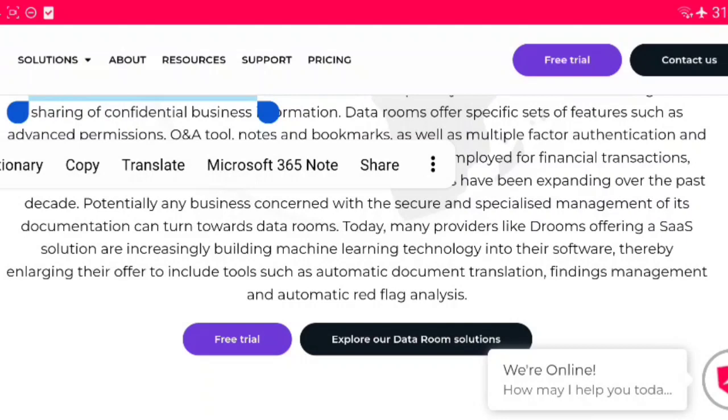Today, many providers like Drooms offering such a solution are increasingly building machine learning technology into their software, thereby enabling their offer to include tools such as automatic document translation, findings management, and automatic red flags analysis.